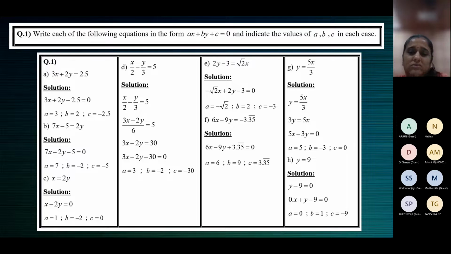Yeah, this also. You don't have to write this, but just see the question. Write each of the following equations in the form ax plus by plus c is equal to 0 and indicate the values of a, b, and c in each case. You can take a screenshot and go through, children, or I'll give you some time now. You need to first write it in the standard form and then bring out the values of a, b, and c.